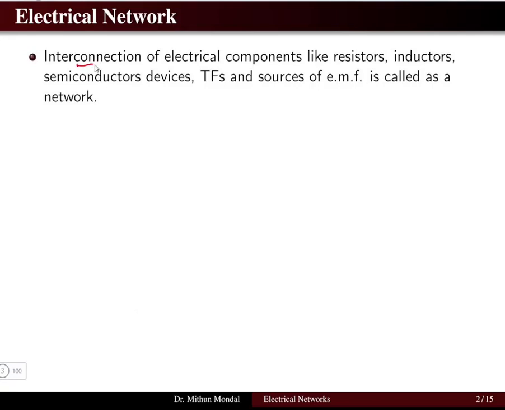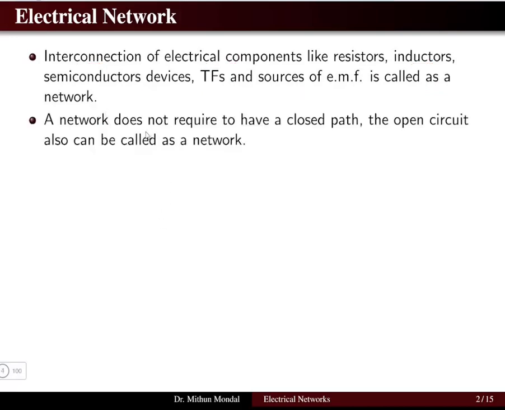The interconnection of electrical components like resistor, inductor, semiconductor devices, transformers and the source of EMF is called a network. So network is basically the interconnection of different electrical components. A network does not require to have a closed path. The open circuit also can be called a network.